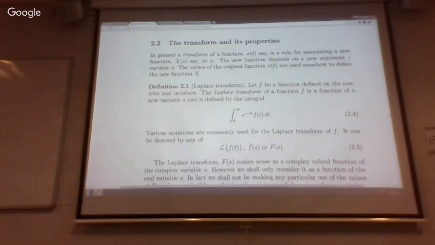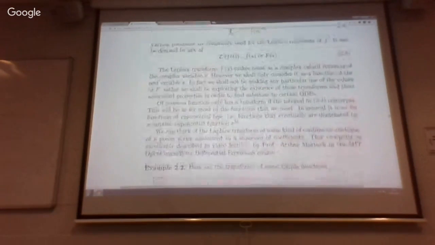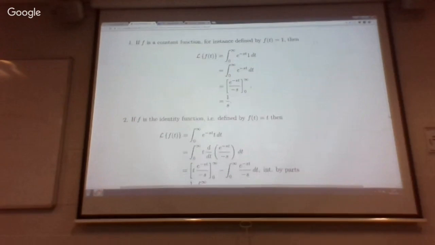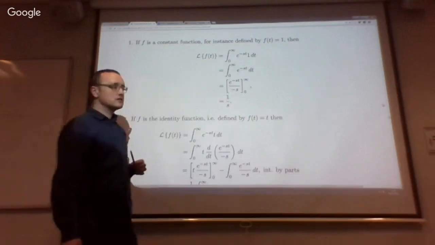We'll mix and match the notations to a certain extent, sometimes using one over the other. So what did we do last time with this? We looked at a few basic examples, meaning a few relatively straightforward functions, and we looked at what their Laplace transforms were. We took the constant function 1, found that it had a Laplace transform 1 over s.